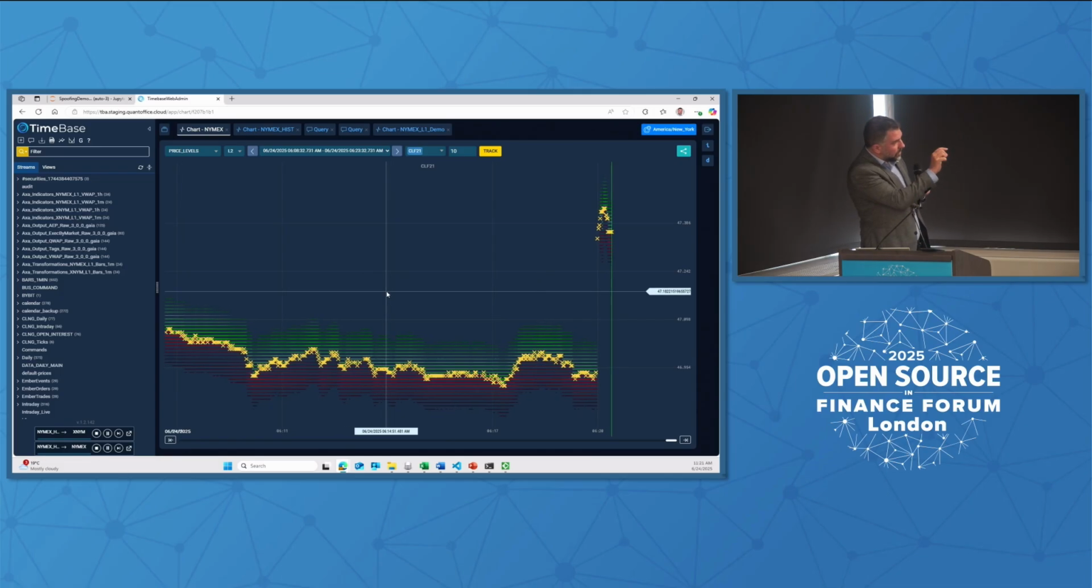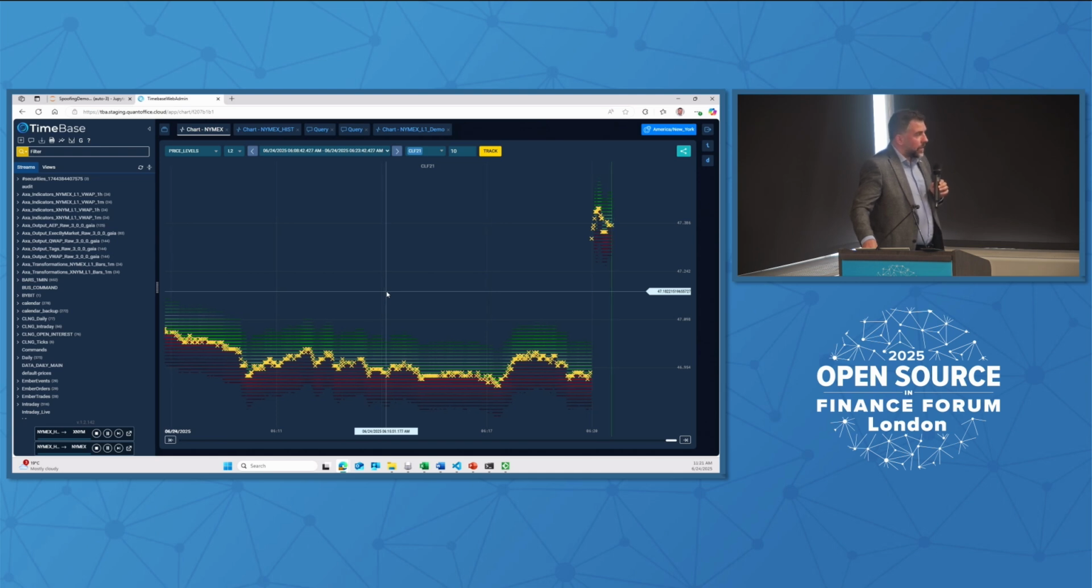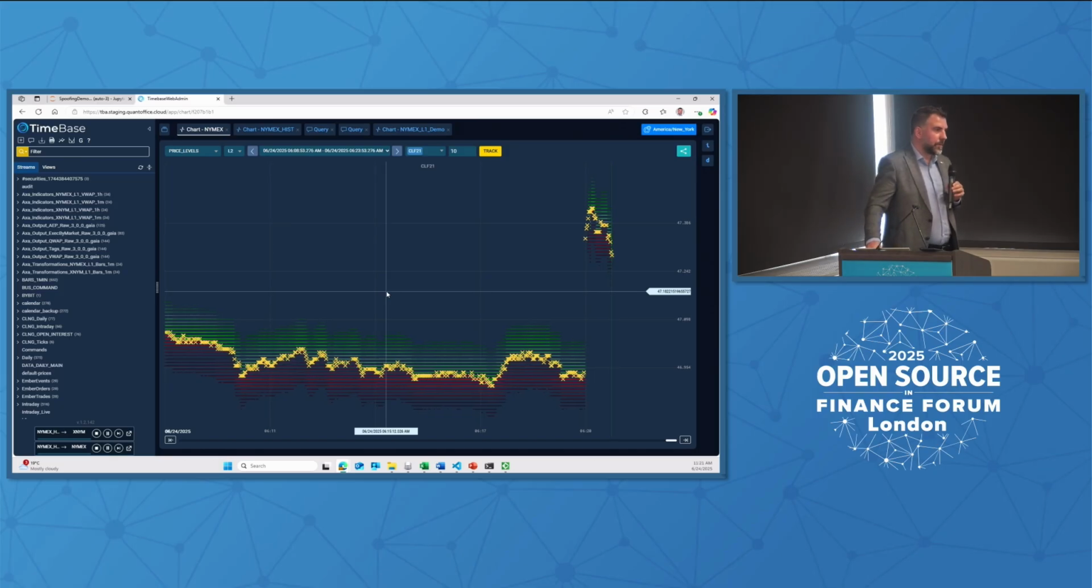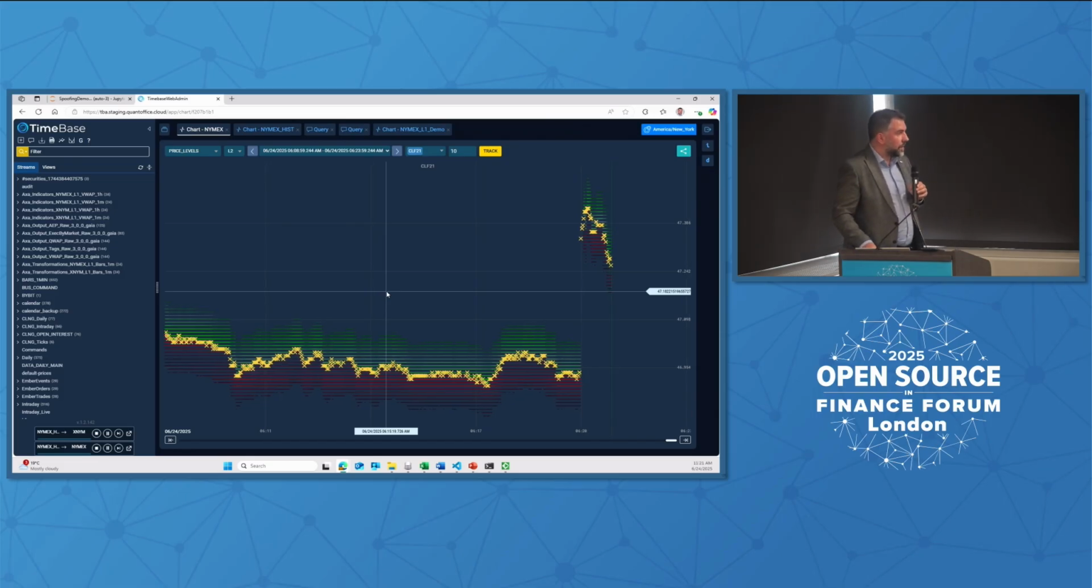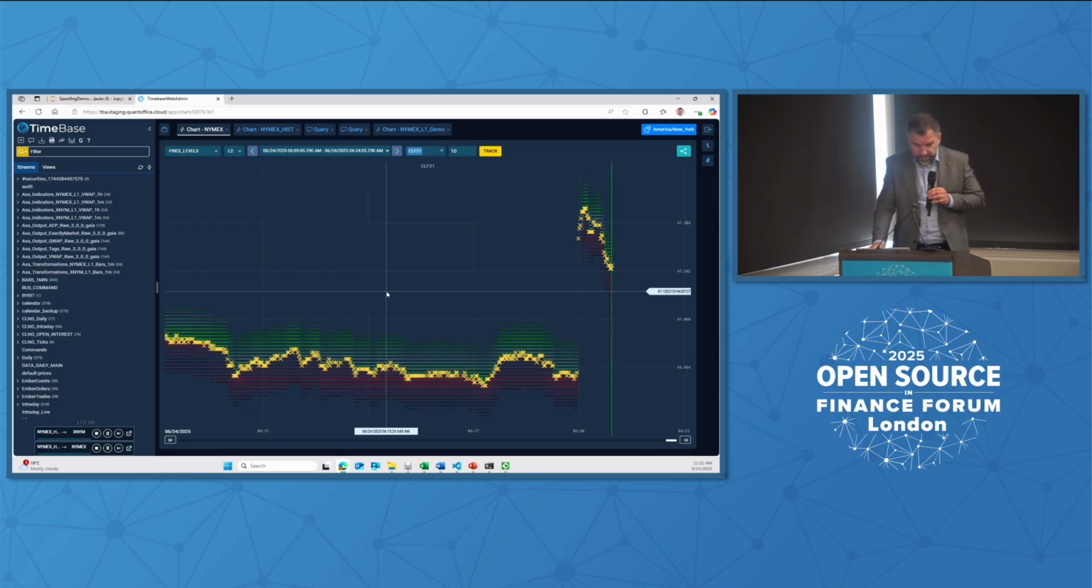It's simulated data, so we have the spike here at the end of the day. So it's futures with market depth stored in TimeBase, and it's being played back from the past. One of the key features of TimeBase is to provide you with the means to simulate your algorithms, your analytics against historical data, and make it seamless. So this is the level 2 market depth data.